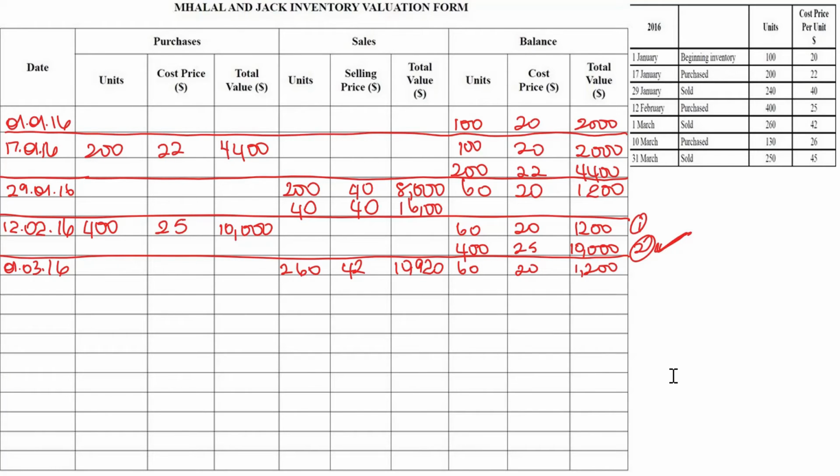And we took 260 units from the 400 units. So now we are left with 400 minus 260 units, which is 140 at $25 per unit, which gives a total cost of $3,500.